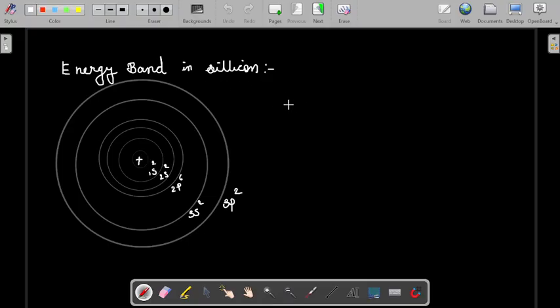Now, ultimately we are going to learn about semiconductor devices. Semiconductor devices means we will be focusing mainly on silicon. So in this class we are going to see the silicon structure. Silicon has 14 electrons, and the configuration can be written as 1s2, 2s2, 2p6 and 3s2, 3p2. The outermost shell will have 4 electrons, which is half filled.